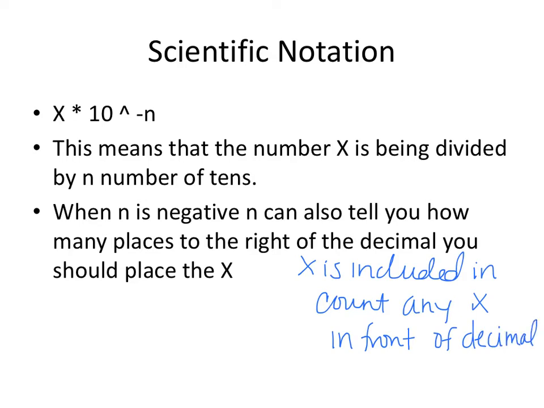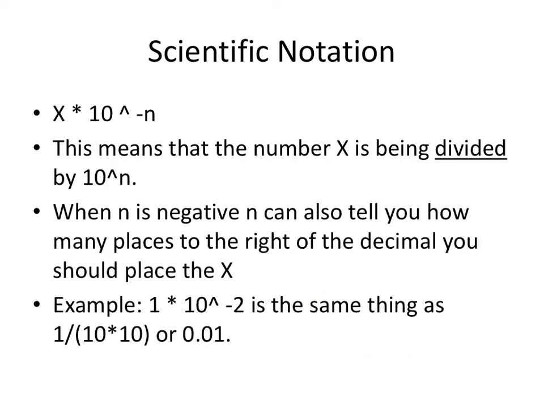Let's look at a couple examples. 1 times 10 to the negative 2 is like 1 divided by 10 twice, or you can also write that as 1 divided by 100, or 0.01. Same idea as before, say it's 1.2 times 10 to the negative 2, that's going to be 0.012. So the x value is really the number in front of the decimal. But again, we'll do more examples so that you get a feeling for this.